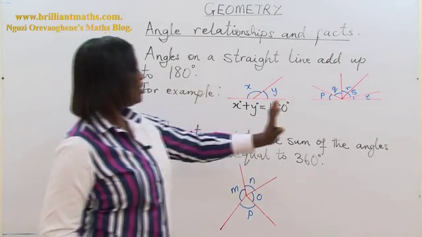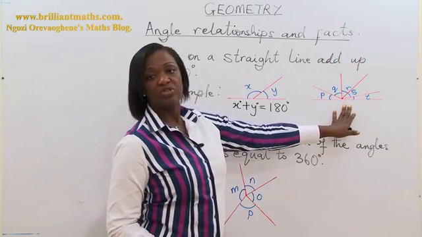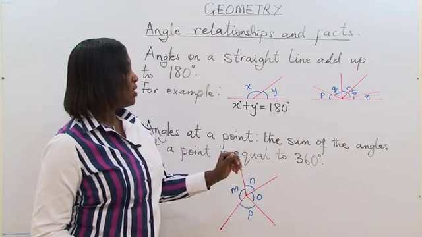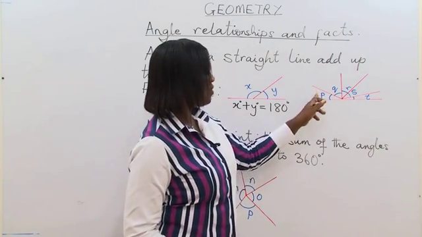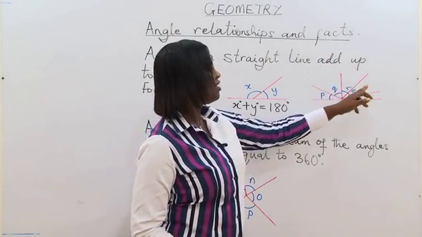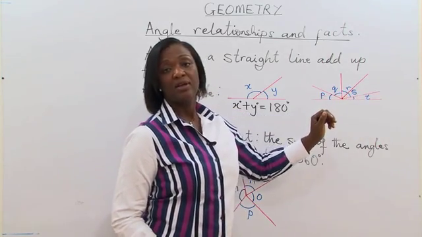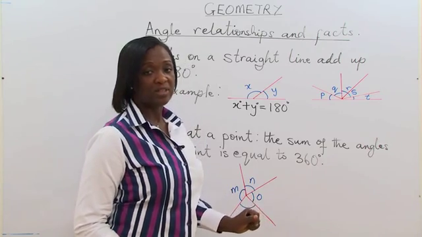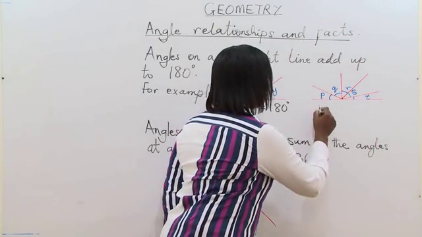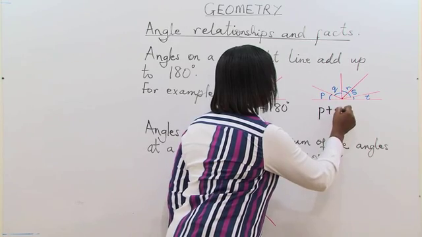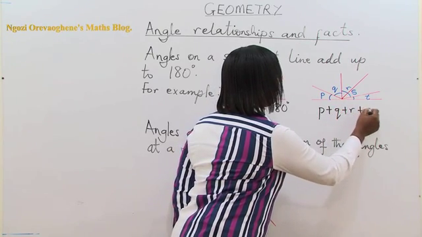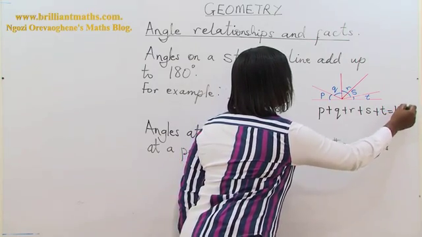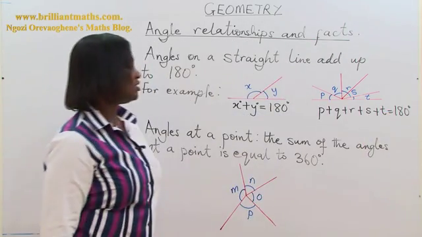Also, we have angles on a straight line. For the first one, there were only 2 angles. But for this second one, we have angle P, Q, R, S, and T. The sum of all these angles will be equal to 180 degrees. That means that P plus Q plus R plus S plus T is equal to 180 degrees.